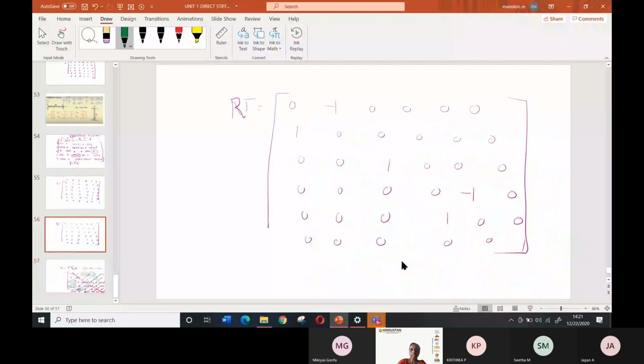R transpose is theta, minus 1, 0, 0. Did we commit any mistake in R transpose? Then also it will end up in error. Ma'am, I have committed a mistake. First row, second column, I have put a positive sign, ma'am. That's the error for me.